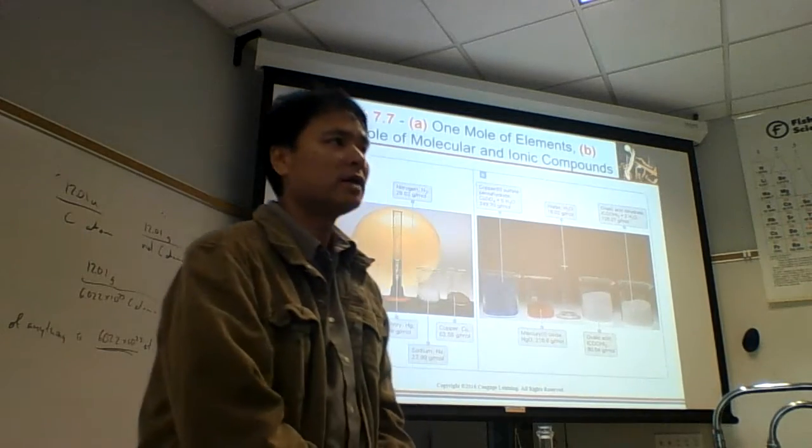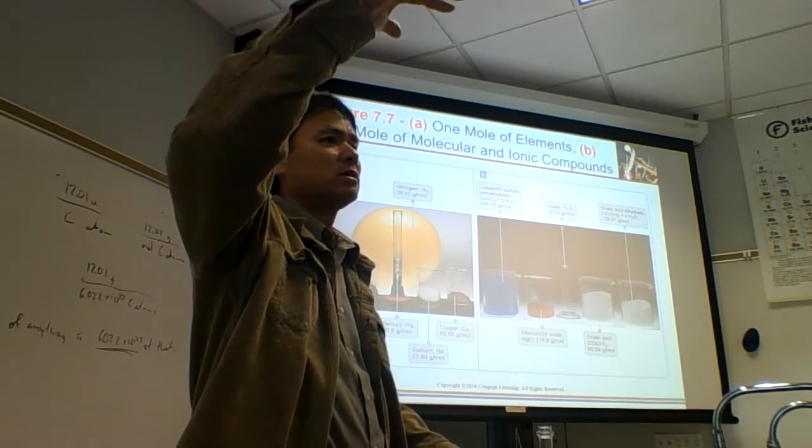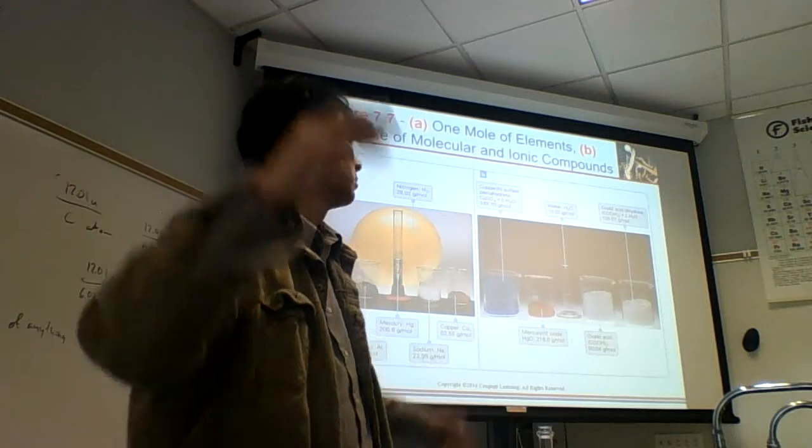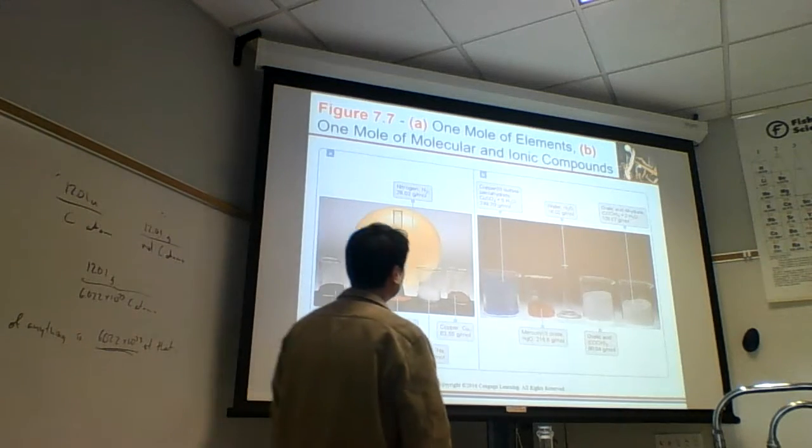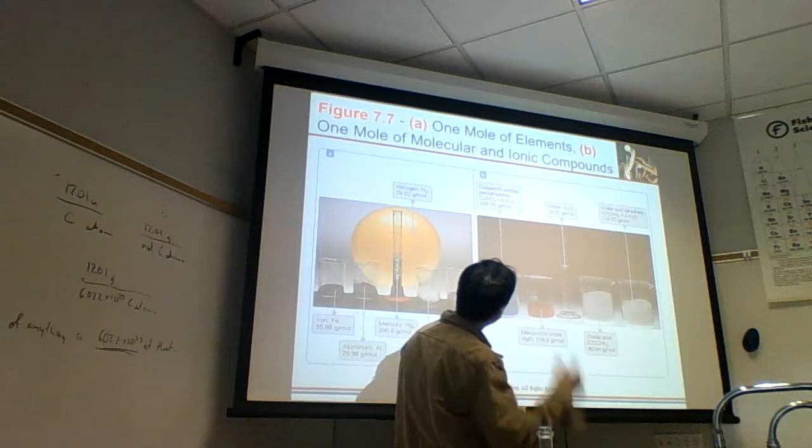602 billion trillion nitrogen atoms usually occupies the space of 24.5 liters. So that balloon looks really small. It should be 24.5 liters.